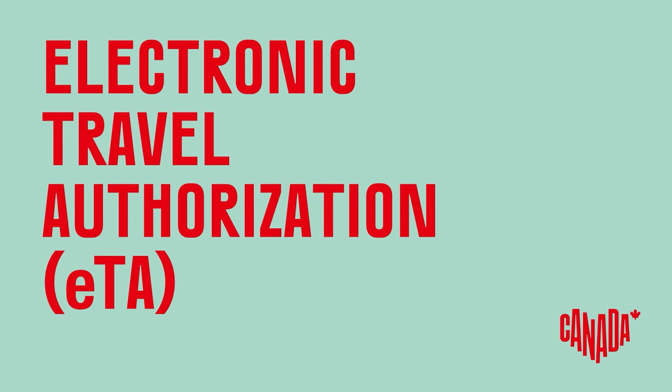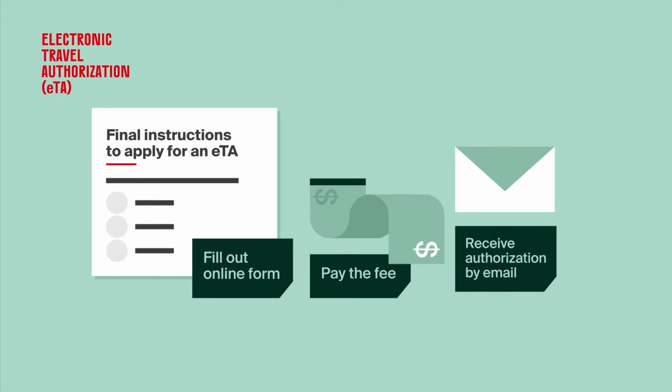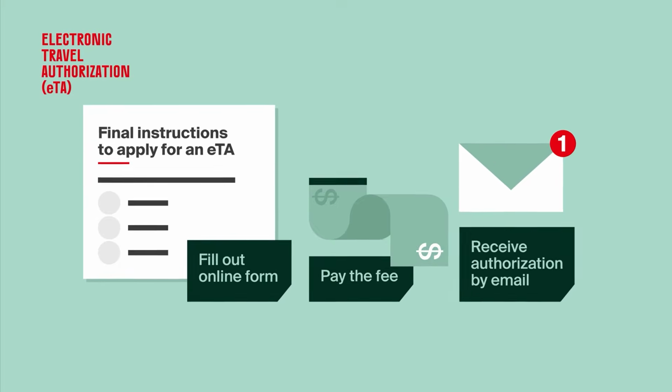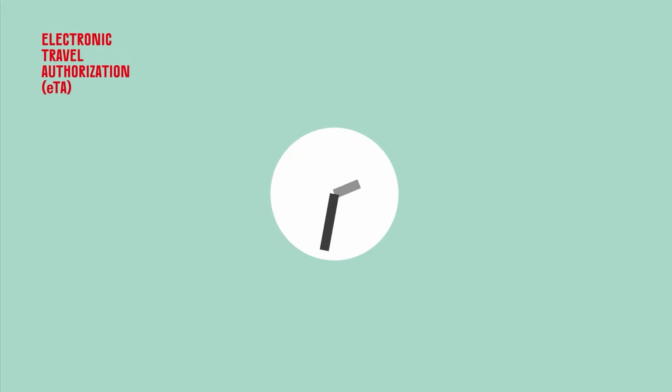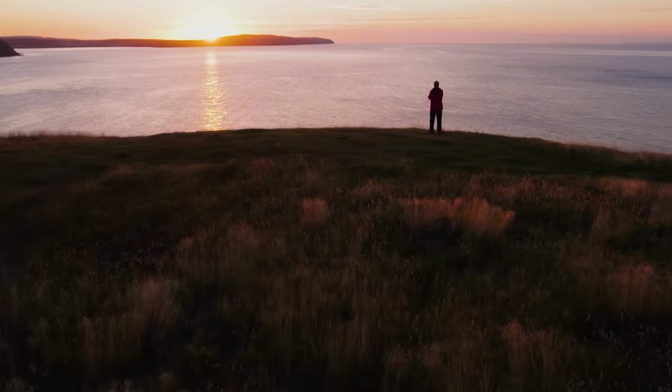If you need an eTA, applying is easy. Fill out the online form, pay the fee, and receive your approval by email. Most people receive their approval within minutes. Once you do, your eTA is now linked to the passport you applied with.